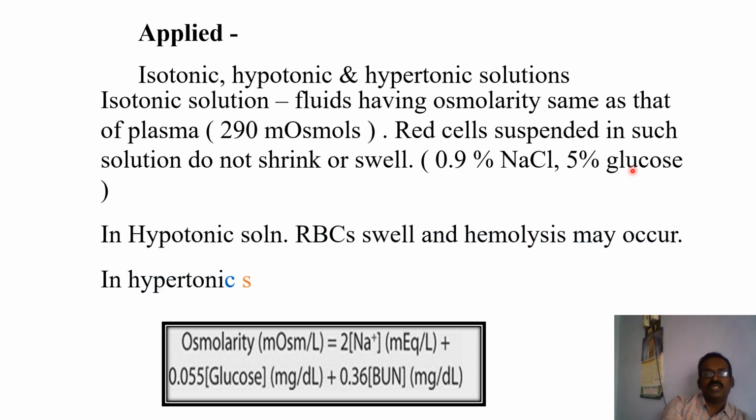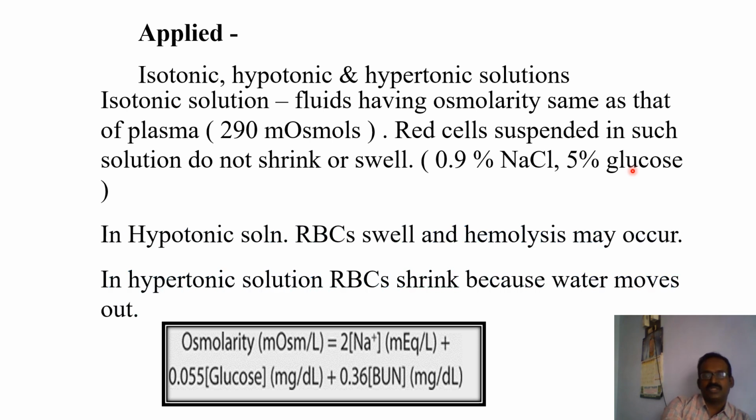If you use the hypotonic solutions, the RBC in the fluid swell and hemolysis, destruction of the RBC, will occur. If you use the hypertonic solution, RBC size will decrease and water moves outside from the RBC to the hypertonic solution. So they all depend on the osmosis.